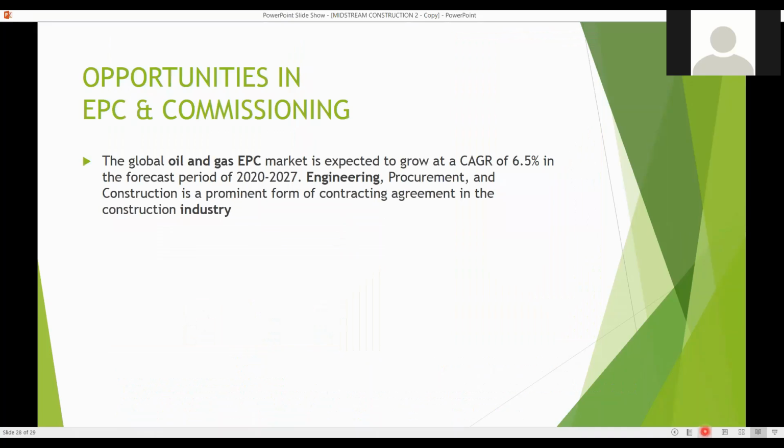Opportunities in EPC and commissioning. Nowadays the global oil and gas EPC market, engineering, procurement, construction market, is expected to grow at a CAGR of 6.5% in the forecast period 2020 to 2027. Engineering, procurement and construction is a prominent form of contracting agreement in the construction industry. So, utilize this opportunity, you are all youngsters, students, engineers.